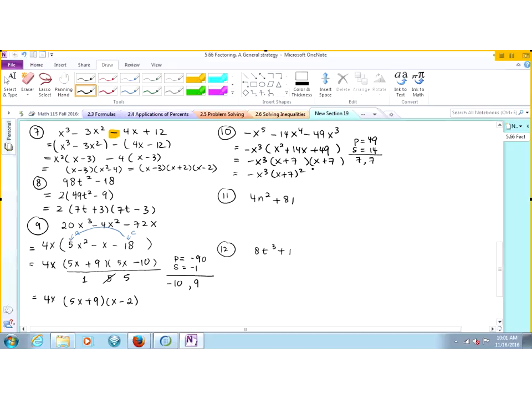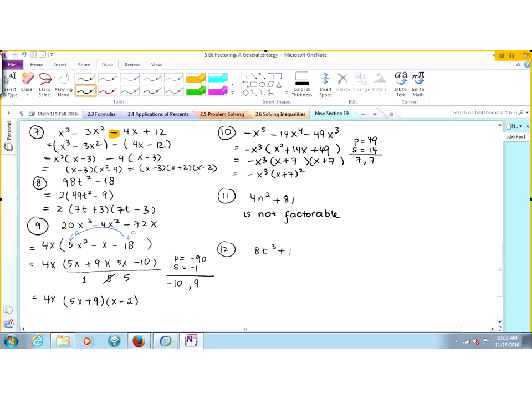Okay, so what about number 11? It's not factorable? Yes, it's not factorable. Why not? Yeah, it's the sum of two squares. It's not factorable. How do I make it factorable? Put a negative here, right? Okay, good.